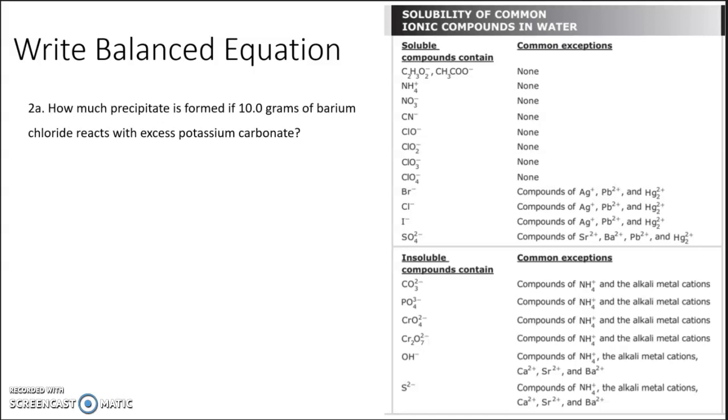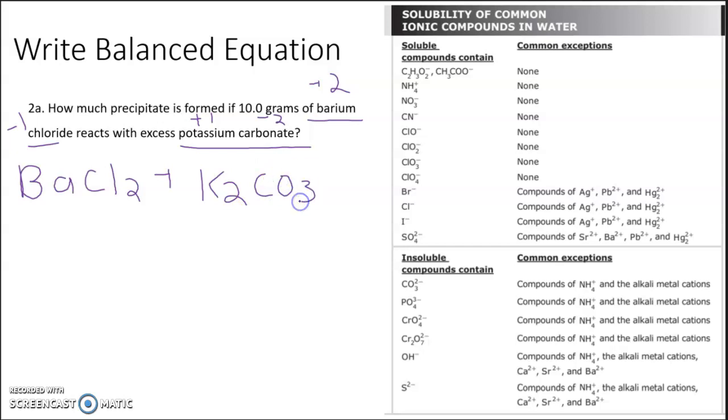It doesn't tell you what the products are, but we can predict the products because we're told we have barium chloride reacting with potassium carbonate. So this is going to be a double replacement reaction. Whenever you have two compounds like this one, it is double replacement. So barium chloride. Barium is a +2. Chloride is a -1. So BaCl2 reacts with potassium carbonate. Potassium is a +1. Carbonate is a -2. So K2CO3. And that is going to form.